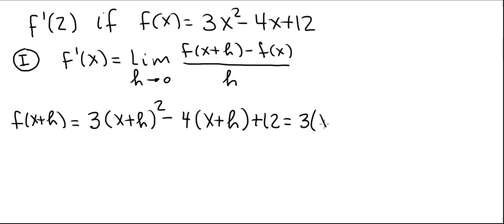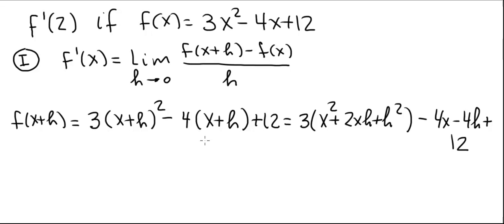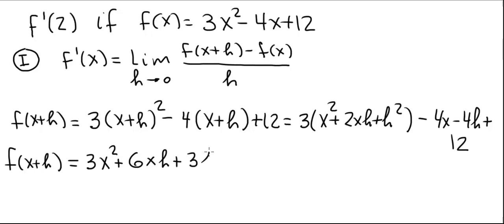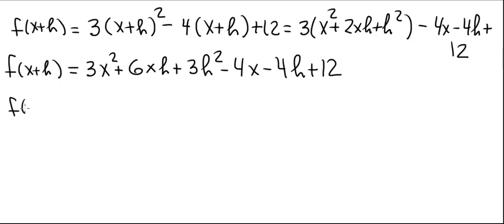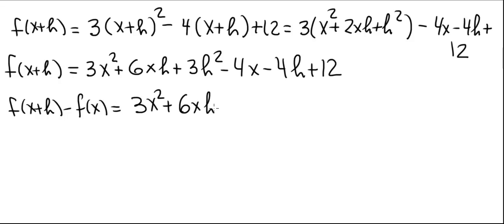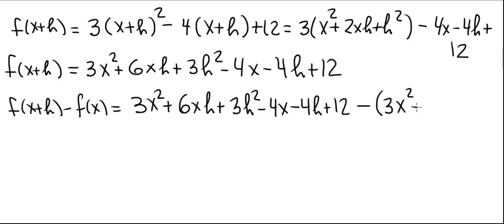And this is 3 times x squared plus 2xh plus h squared minus 4x minus 4h plus 12. Now this can be further simplified. F of x plus h, we expand this, multiply by 3, becomes 3x squared plus 6xh plus 3h squared minus 4x minus 4h plus 12. Now let's compute the difference between f of x plus h and f of x. So f of x plus h minus f of x is equal to 3x squared plus 6xh plus 3h squared minus 4x minus 4h plus 12. Let's subtract f of x in parentheses: 3x squared minus 4x plus 12.